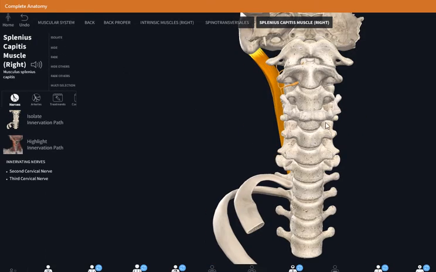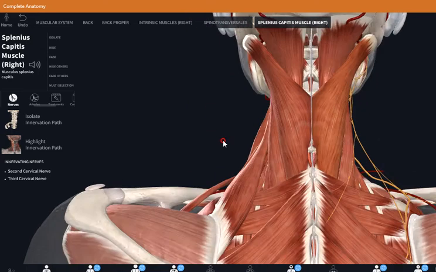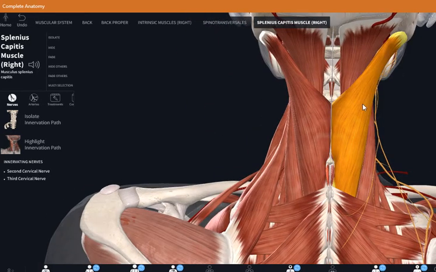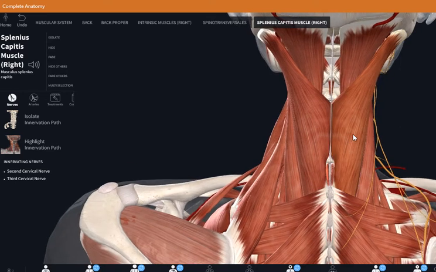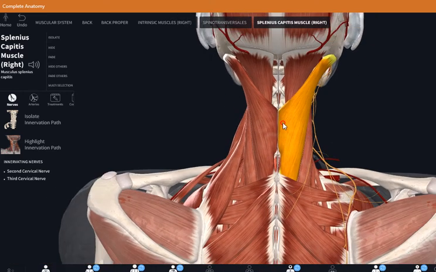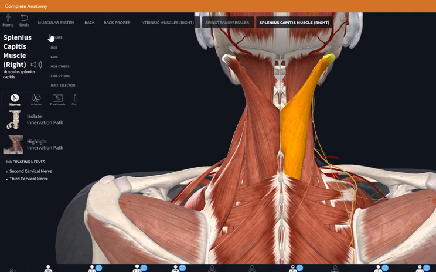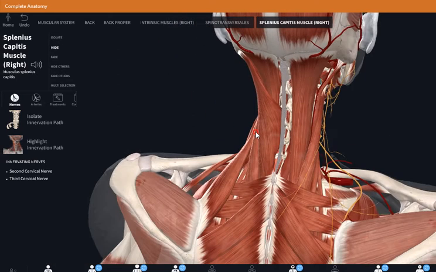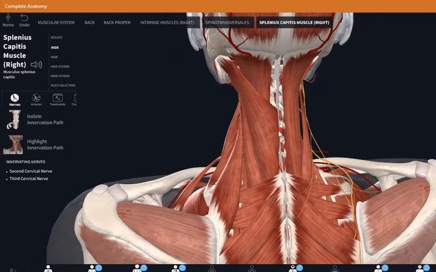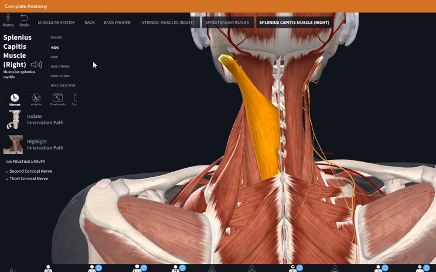We need to know that the nerves which are located posteriorly are due to the posterior rami of the spinal nerve, and they don't usually enter into a plexus. It is the muscles mostly located in the anterior part which are supplied through a plexus. Now we can hide it, and we can hide the other muscle on both sides.